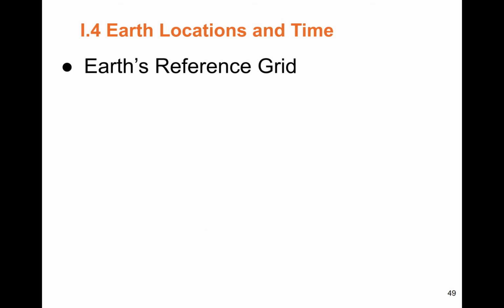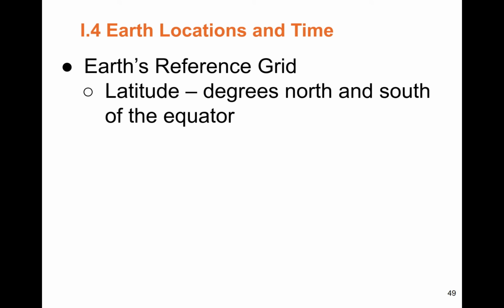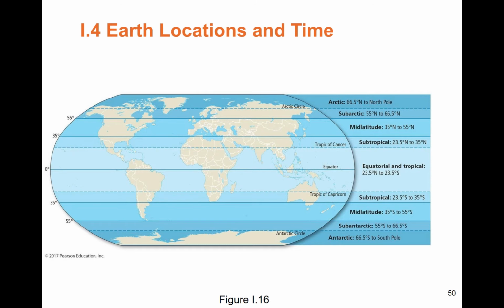So the reference grid, latitude and longitude. Latitude is the angular distance north or south of the equator. Lines of latitude are called parallels. These are some locations, some latitudinal zones, because latitude is one of the most important, if not the most important concept we'll talk about this semester. Not just the idea of latitude, but where things are with regards to their latitude is going to be one of, if not the most important things we'll talk about. So there are 5 different zones you're going to need to memorize.